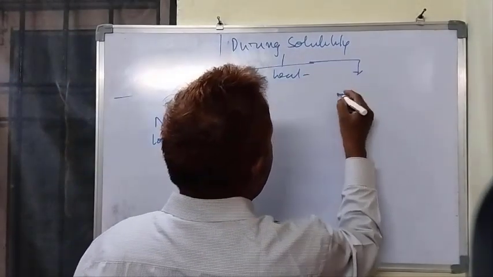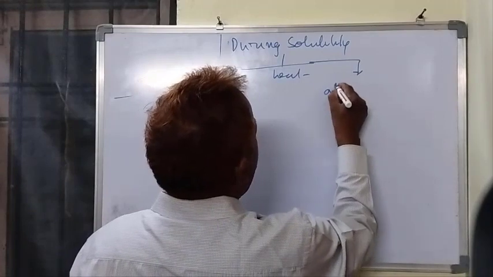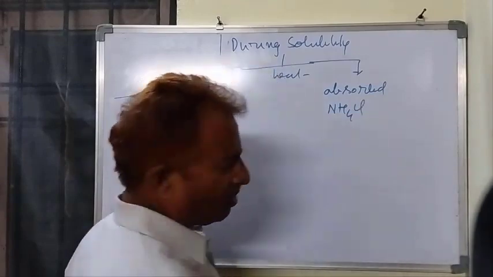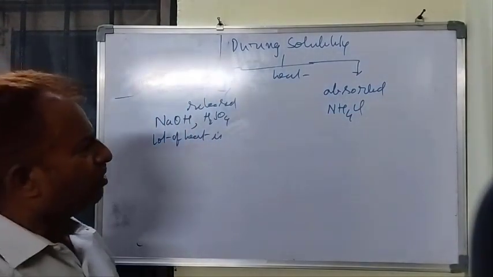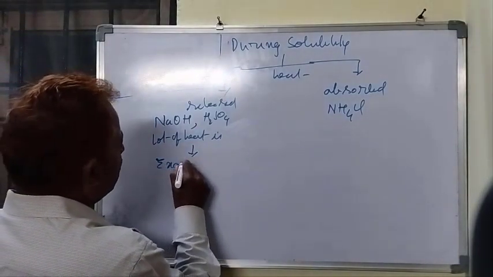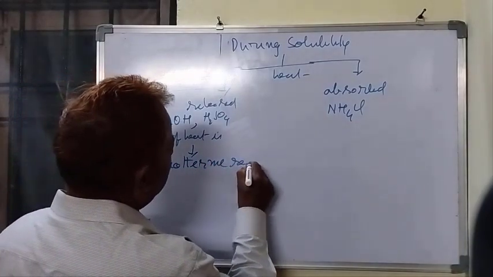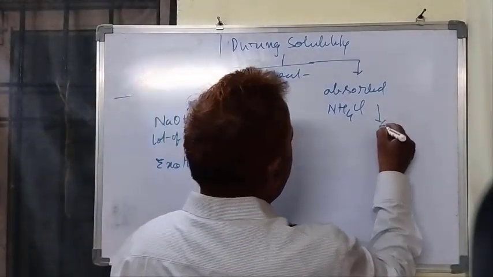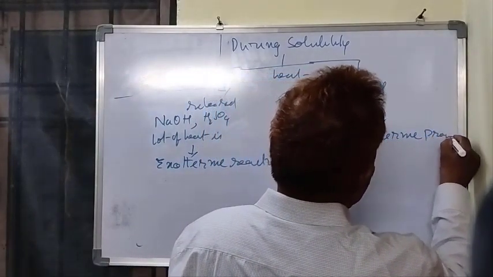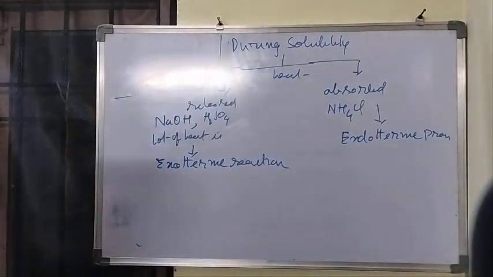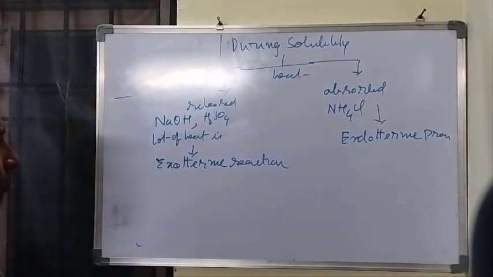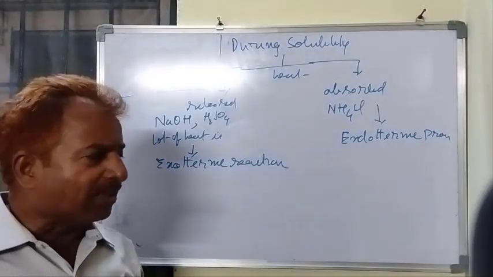Whereas in substances like ammonium chloride, where ammonium chloride is dissolved in water, heat is absorbed. That means in this case, this is an exothermic reaction. This is an endothermic process. Dissolution of ammonium chloride is an endothermic process. Dissolution of sodium hydroxide, sulfuric acid, etc. are exothermic processes.